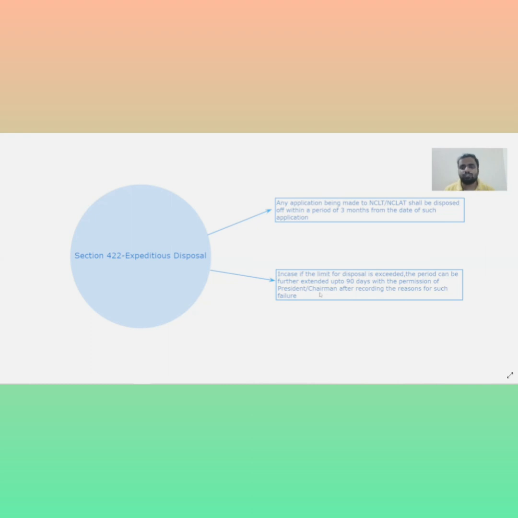So that's how the logic goes over here. After recording the reasons, they can extend it, but up to the 90 days. How are you going to remember 90 days for finishing off? And if it's not finished off in 90 days, then again plus 90 days. So in cases of appealing to the NCLAT, it was 45, and then it can be extended to a maximum of 45. Moving on.